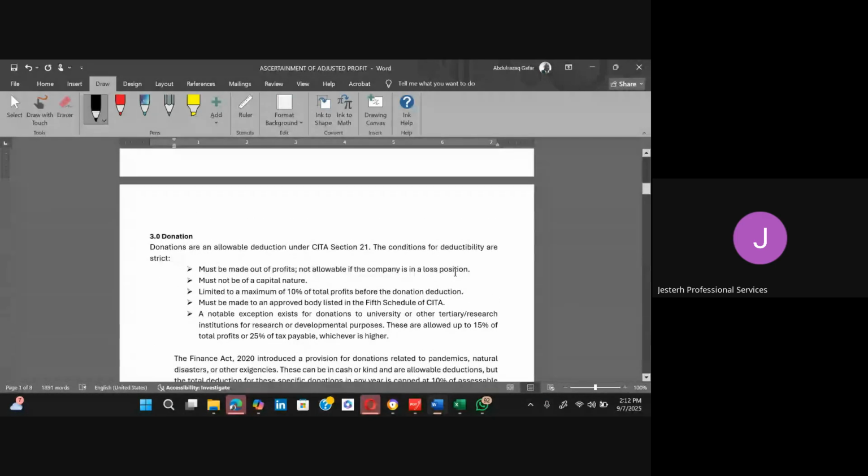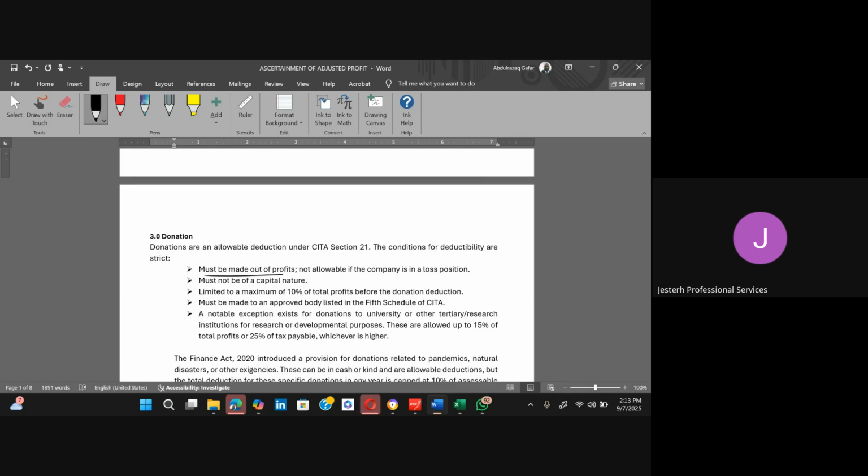Then donation is also allowed if you are in a business and you donated any money to some specified organizations, not just any organization. You will also be allowed to have it as tax deductible. But this donation must satisfy these conditions before you will be allowed to deduct donation as part of your tax deductible.